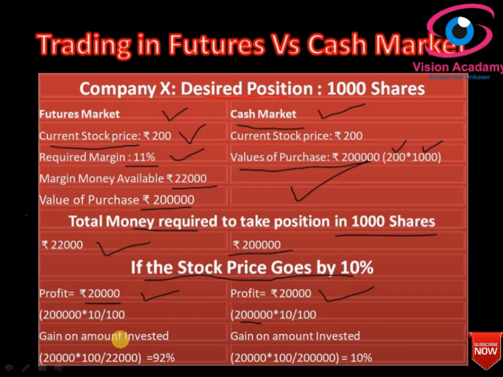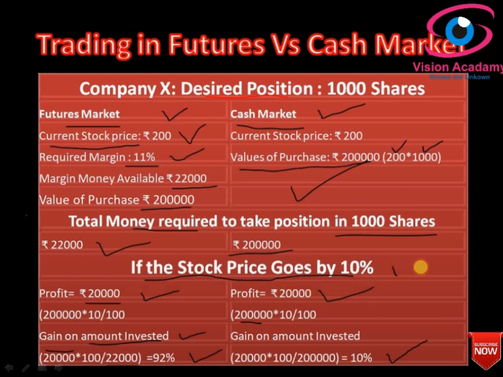But let us calculate the gain on the amount invested. You invested 22,000 and earned 20,000. So 20,000 into 100 divided by 22,000 is about 92% gain on the amount you invested in the case of the futures market. Whereas in the cash market, you earned 20,000 and you actually invested 2 lakh. 20,000 into 100 divided by 2 lakh means you earned only 10%.